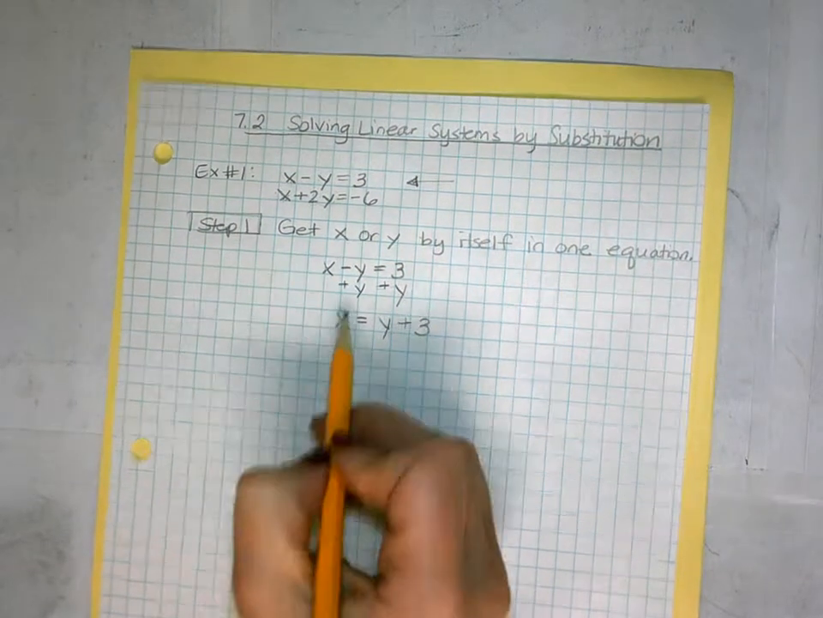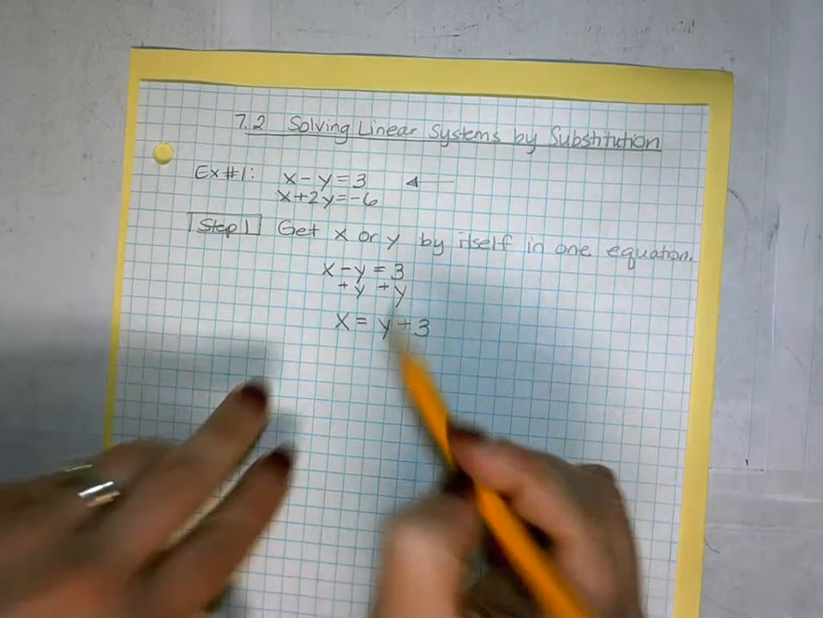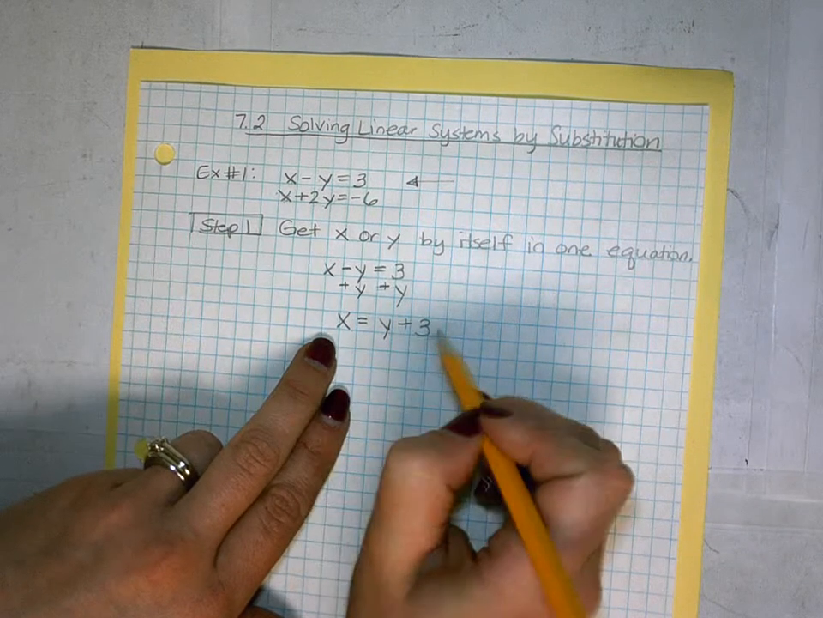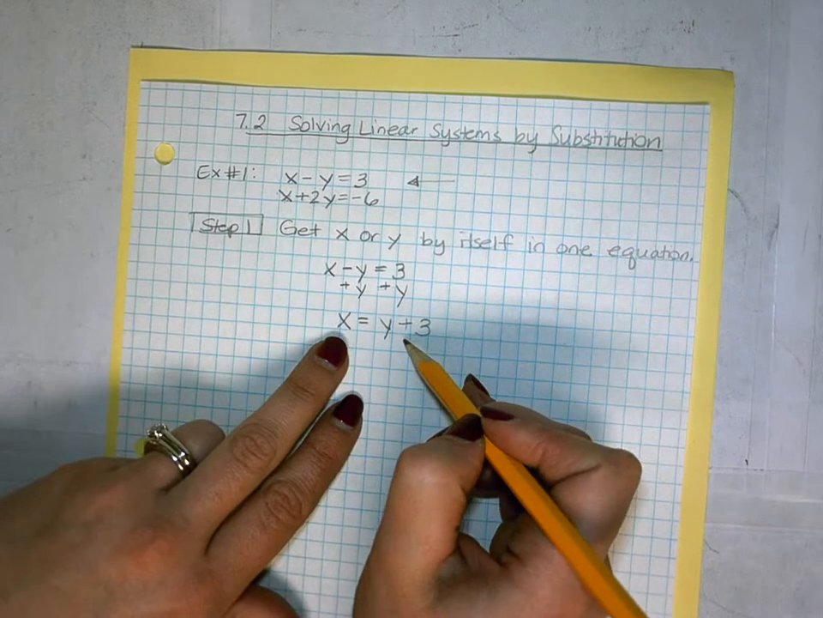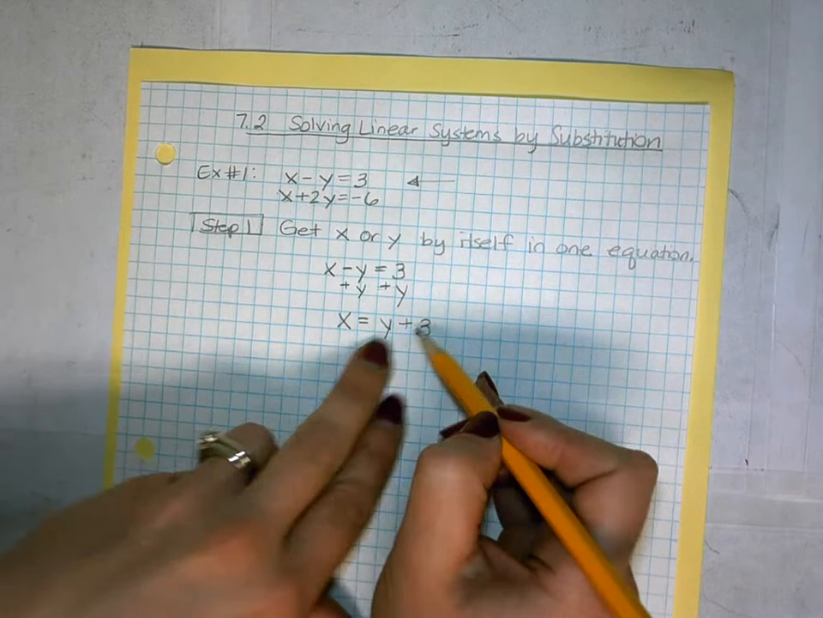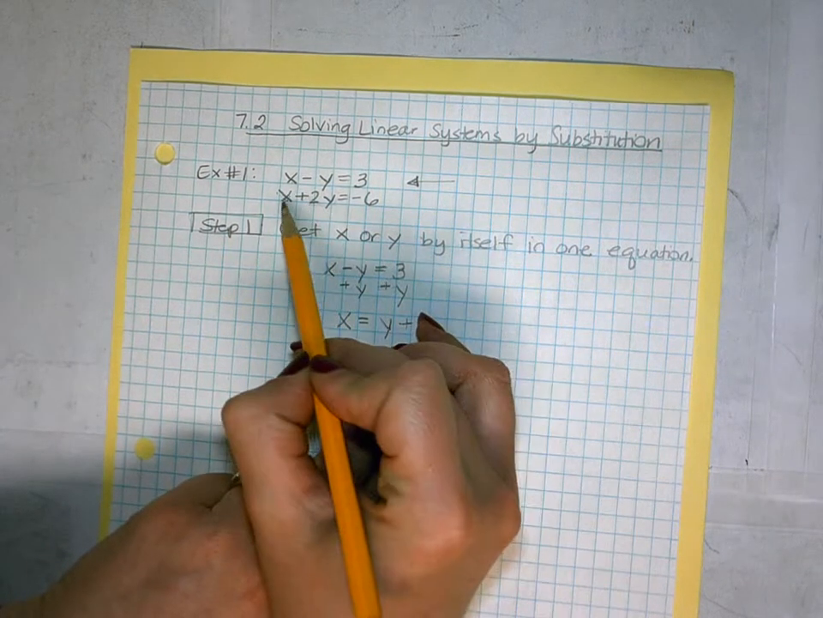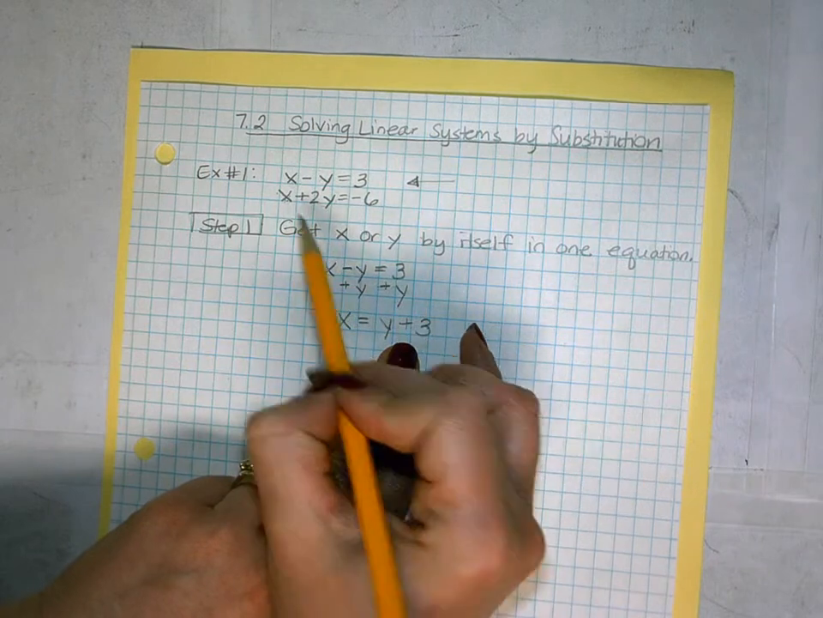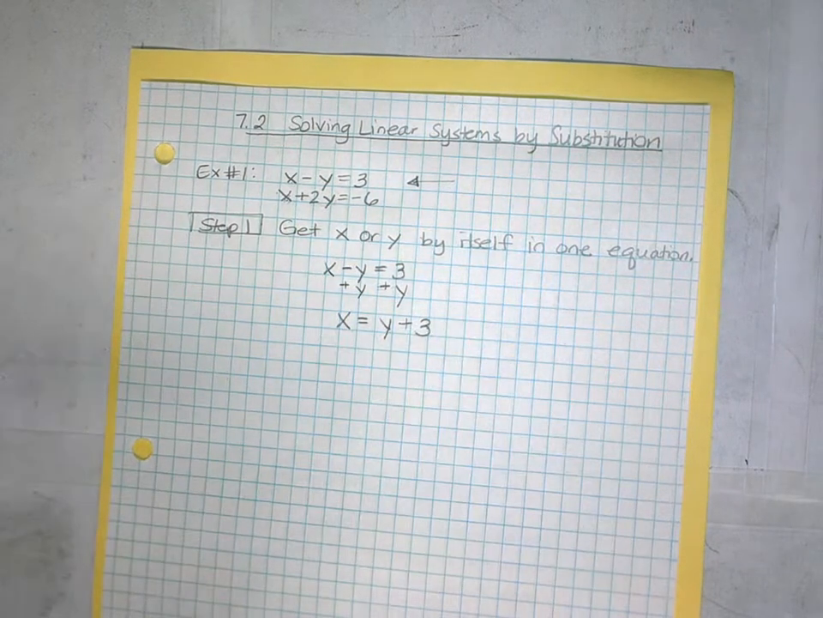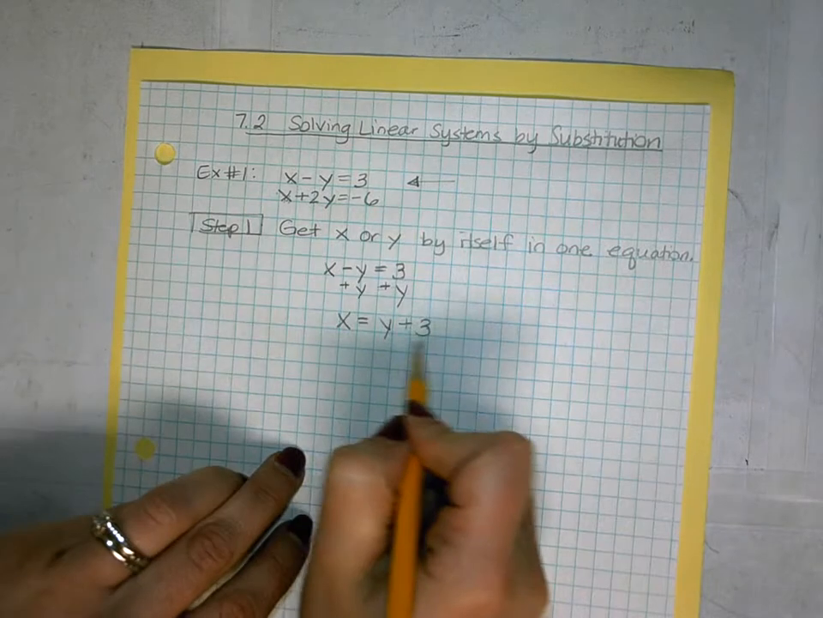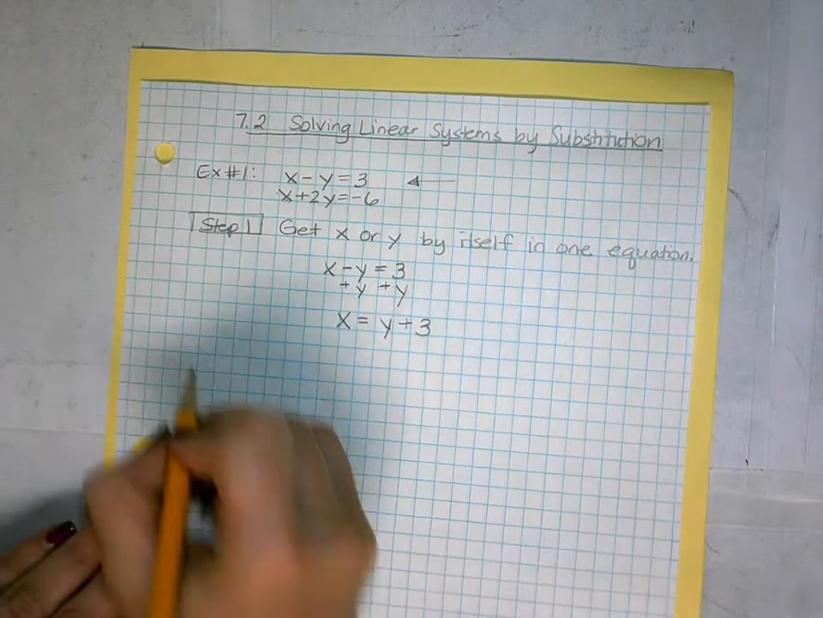Okay, so I've gotten x by itself. Now what this says is that x equals all this junk. What step 2 is, you take all this junk and plug in this information for x, because x equals this. So wherever I see an x in another equation, I can substitute in this information.